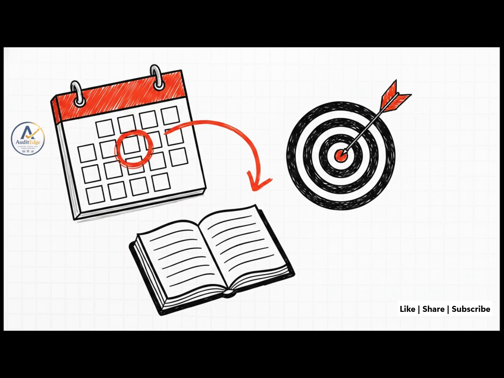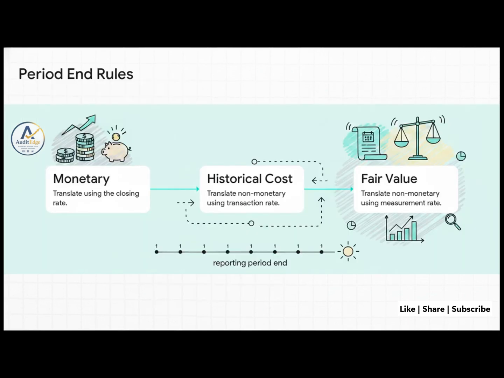Okay, so paragraphs 21 and 22 tell us exactly what to do on day one. On initial recognition, a foreign currency transaction must be recorded in the functional currency by applying the exact spot exchange rate right at the date of the transaction. Now, for practical reasons, you can use a reliable average rate for, say, a week or a month, but only if exchange rates aren't fluctuating wildly. So, what happens when we reach the end of the reporting period?